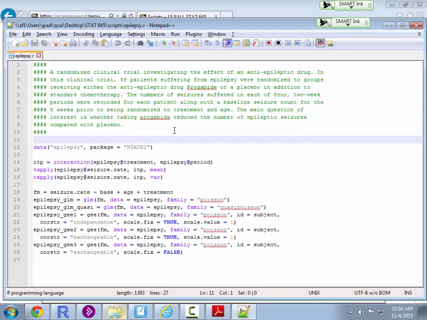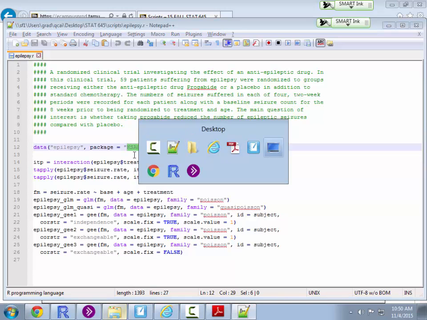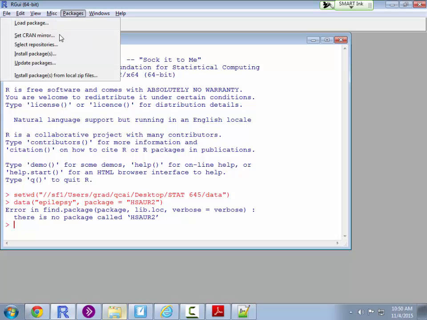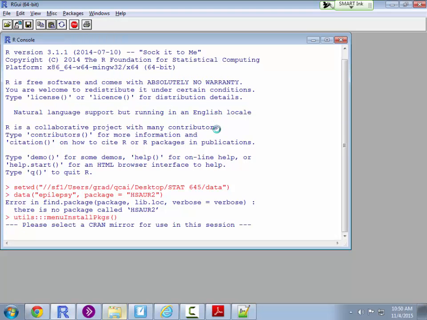Okay, so let's load the data. They are in this package, HSAUR2. See if I have to install that. Install.